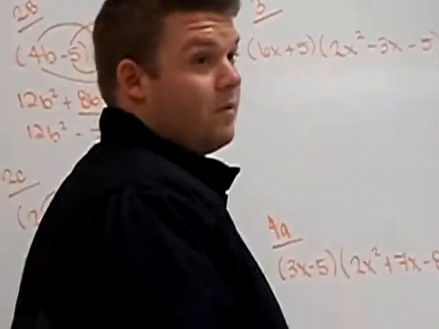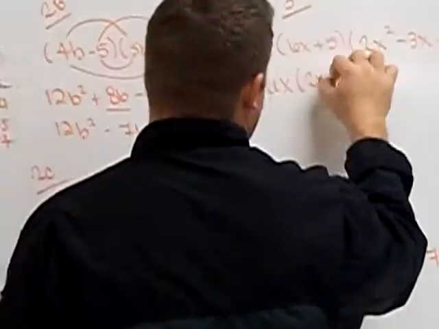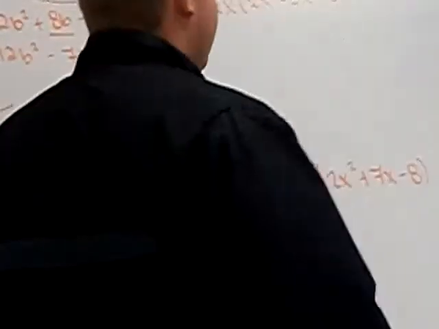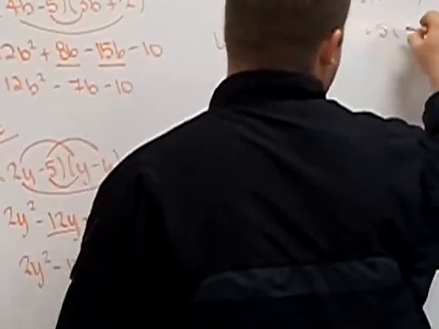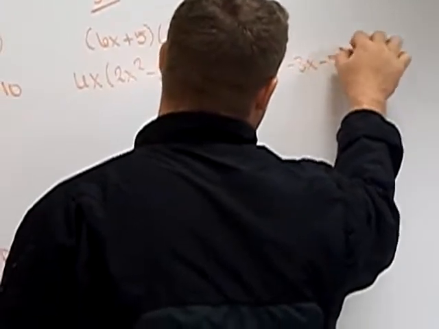All right, so what does that mean? What's the first term of the binomial? So let's take 6x, and we're distributing it to 2x squared minus 3x minus 5. What's the next term of the binomial? Plus 5. So plus 5 times every term in this trinomial. 2x squared minus 3x minus 5.